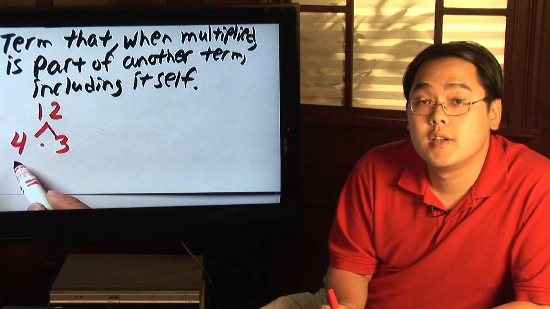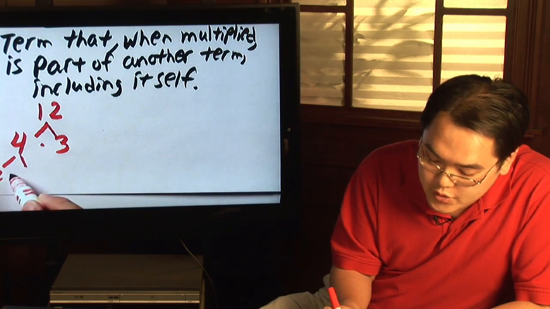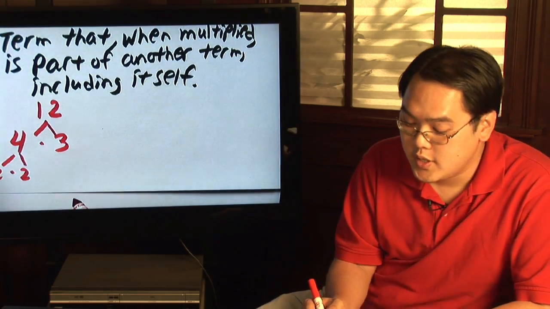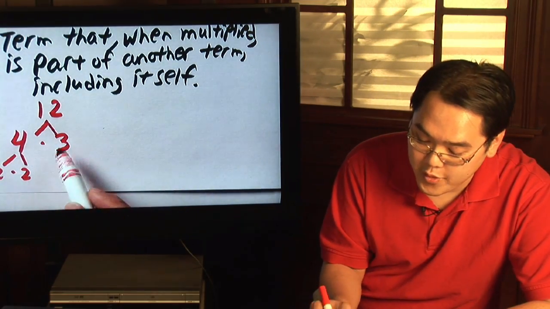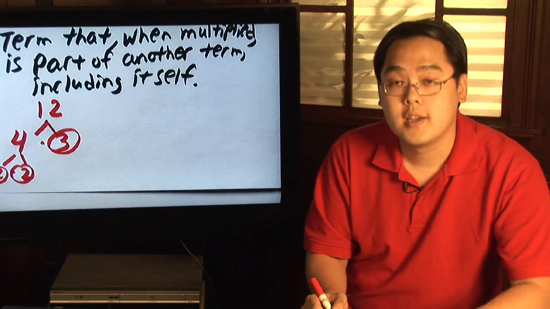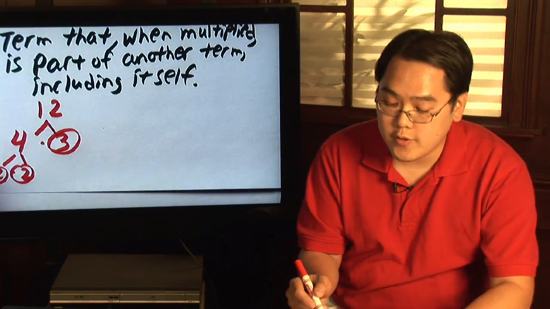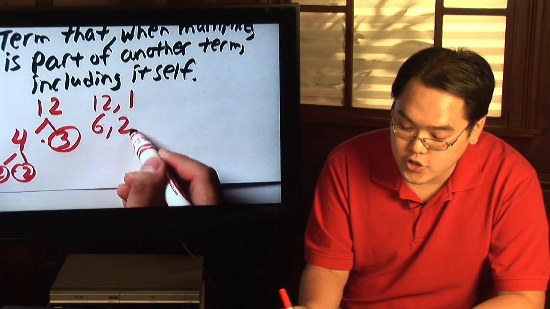But the thing is, you can break this down even further. 4 can be broken up as 2 times 2. So when you really think about it, some numbers that are factors of 12 are 4 and 3, but also 2, 2, and 3. Now, there's other factors of 12, such as 12 and 1, and 6 and 2.